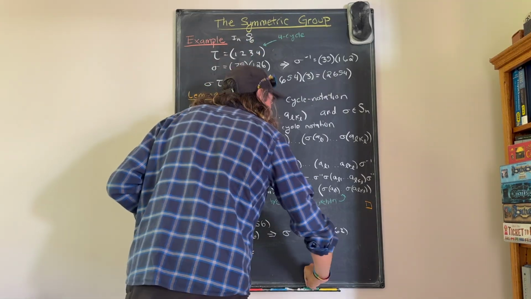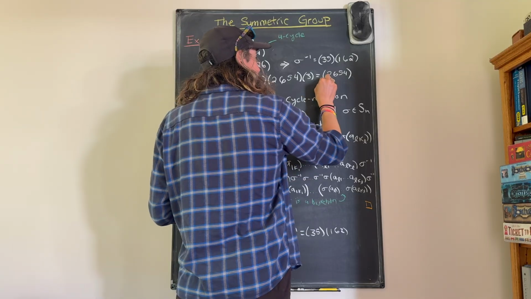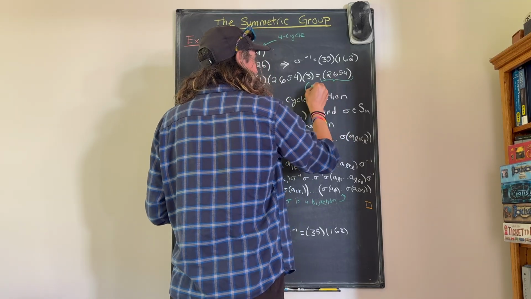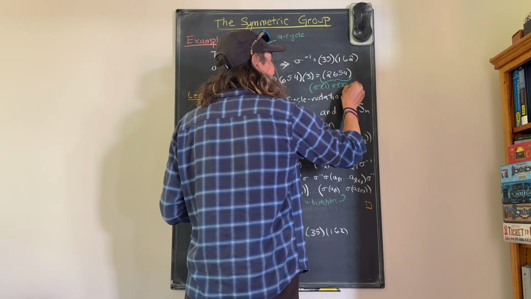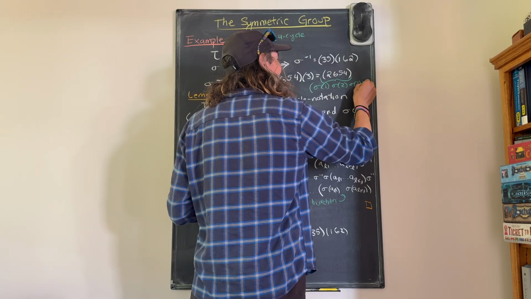And let's just make sure, well, this really is, right, this should be (sigma of 1, sigma of 2, sigma of 3, sigma of 4).